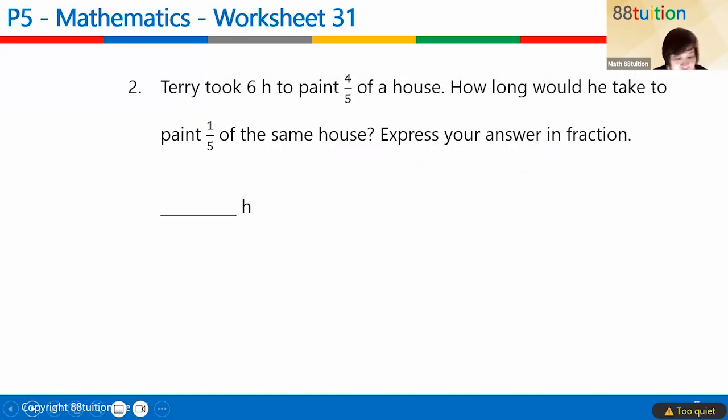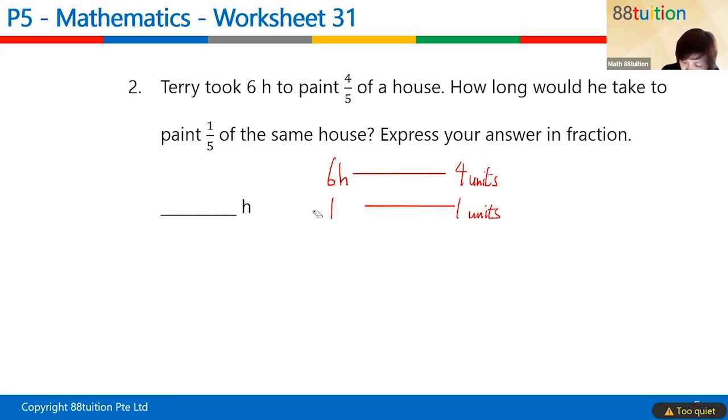Jerry took 6 hours to paint 4/5 of a house. How long would he take to paint 1/5 of the house? Okay, so that means in 6 hours, he painted 4 units of the house. All right, correct. So how to find 1 unit of the house? You need to use your 6 hours to divide by 4, right? Okay.